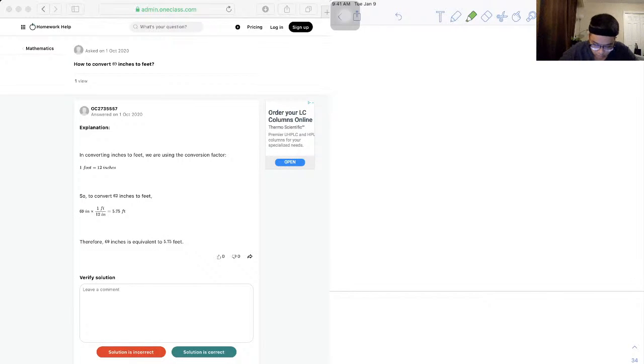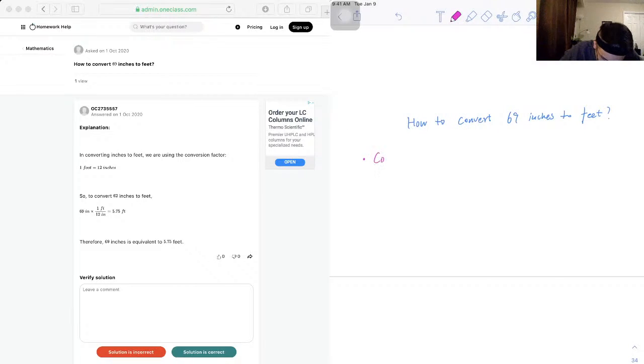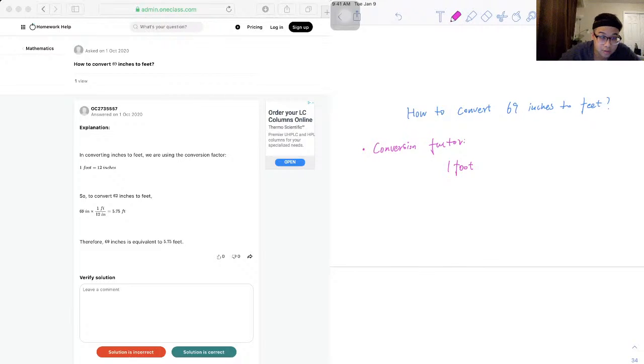Okay. So the next question is asking us how to convert 69 inches to feet. Right. So whenever we get a question asking us to convert something to another thing, we always need to find our conversion factor first. So, conversion factor. So we know 1 foot is equal to 12 inches.